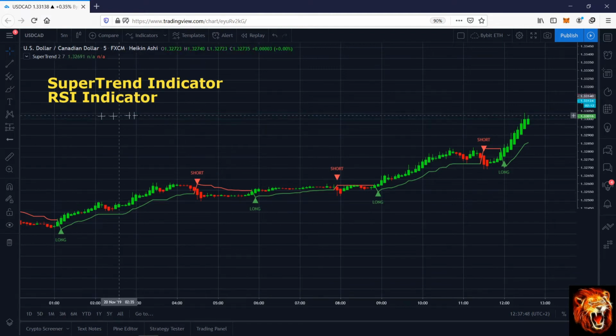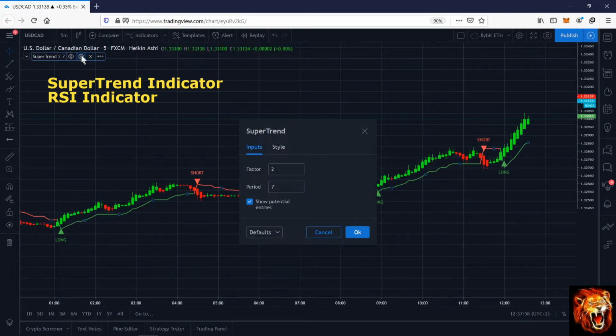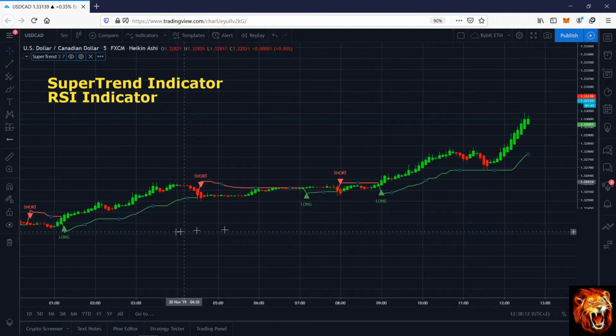Now before we open the RSI indicator, you will need to make some changes to the Supertrend indicator. If you click on your Supertrend indicator there on the top left, click on the settings button, the little cog, you can see there you can adjust the factor and the period. So what you want to do is set a factor of 3 and a period of 7. And you'll see it changed ever so slightly.